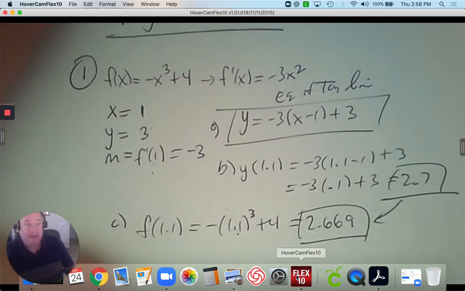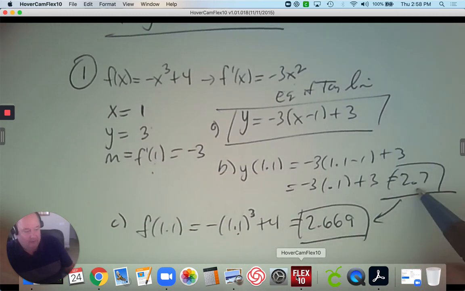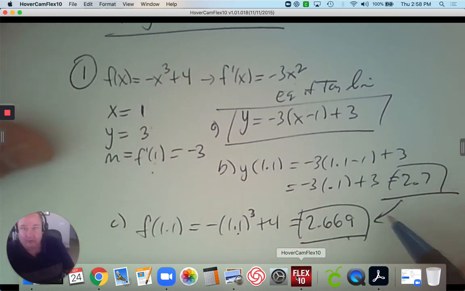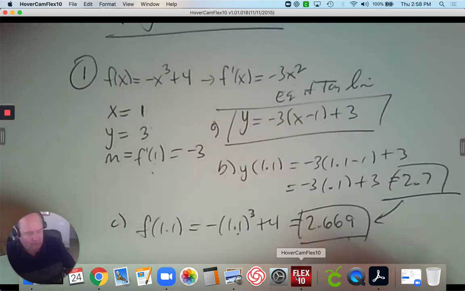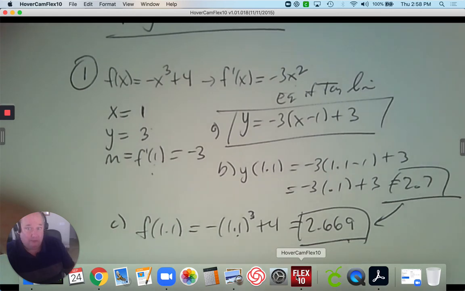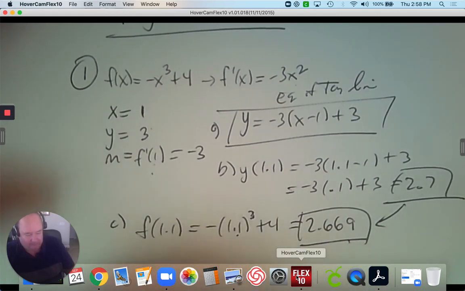So you get an idea that the tangent line is pretty darn close, right, to what the actual value is. And sometimes darn close enough is good enough. But that's the work we're doing. Can you find the equation of a tangent line and then use it to evaluate rather than the function itself? All right, number 2.